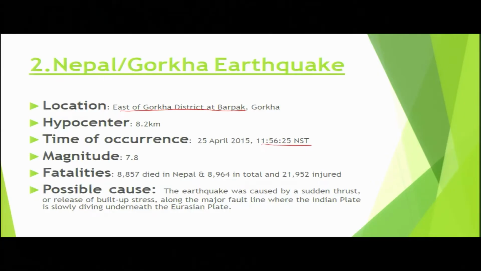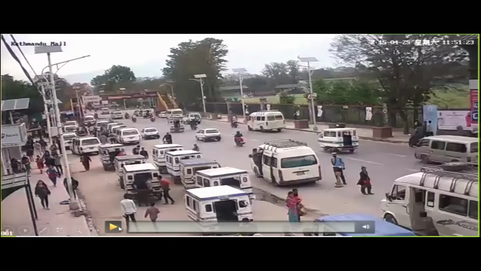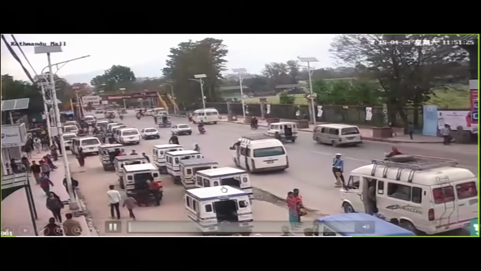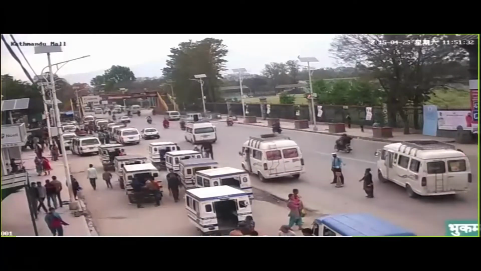Same as Lombok, the earthquake was caused by a sudden thrust movement or release of built up stress. As I already told you, the subducting plate builds up stress, and if it suddenly moves, then energy gets generated along the major fault line, where the Indian plate is slowly diving underneath the Eurasian plate. So there is one video we can see to get the feel of this earthquake. This video is from Kathmandu.